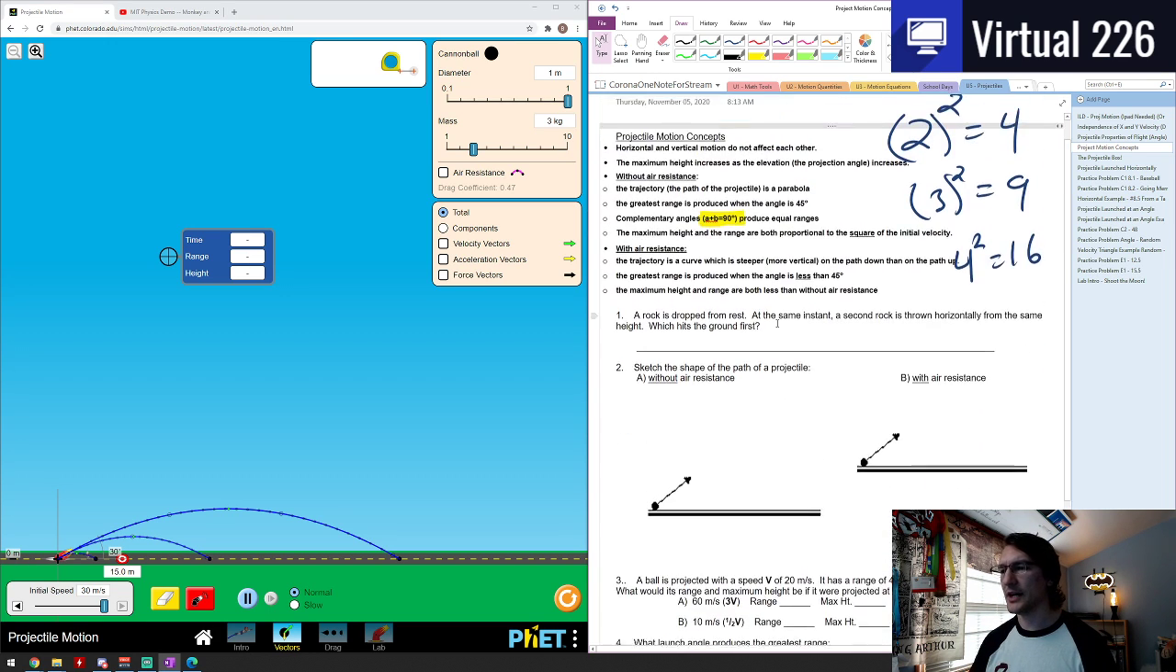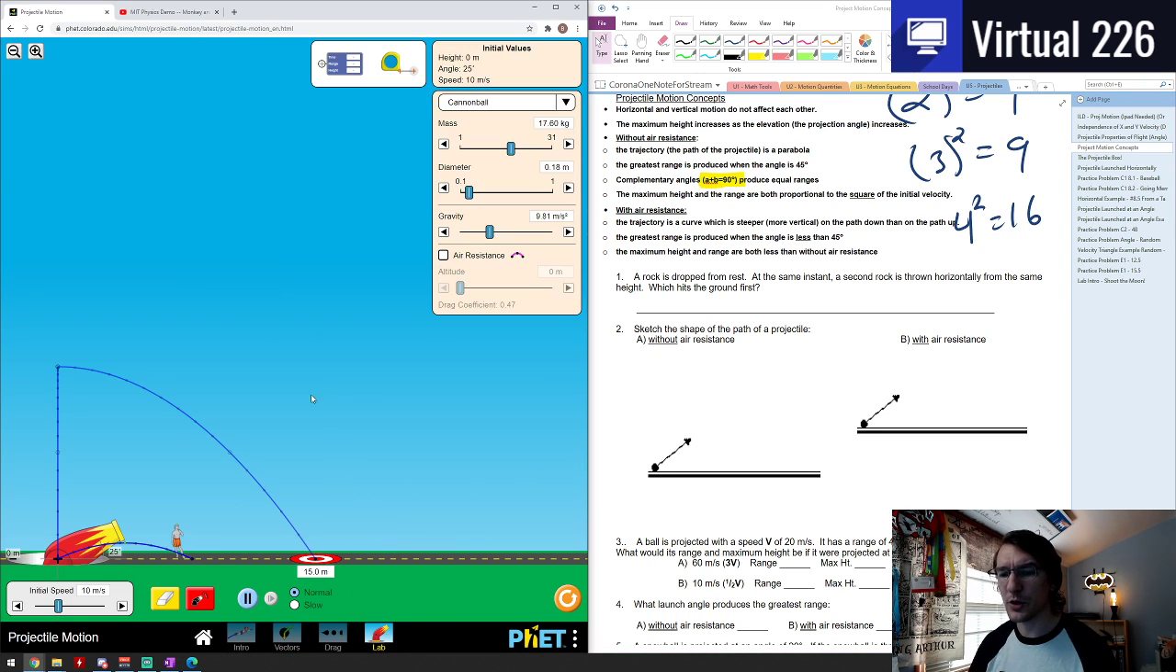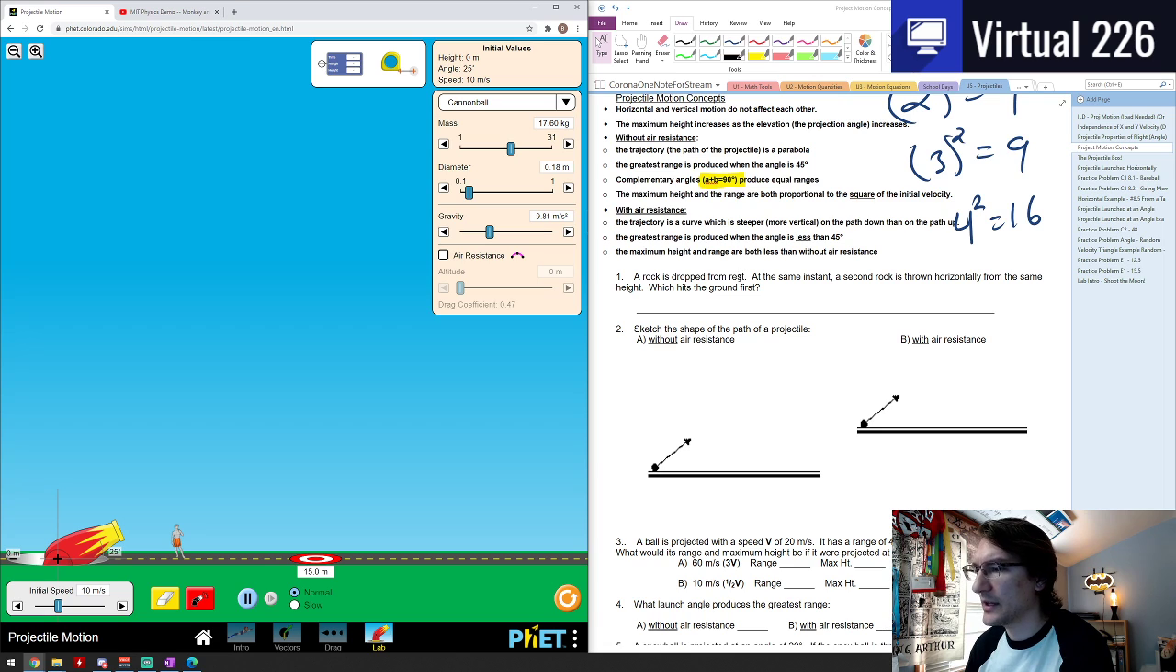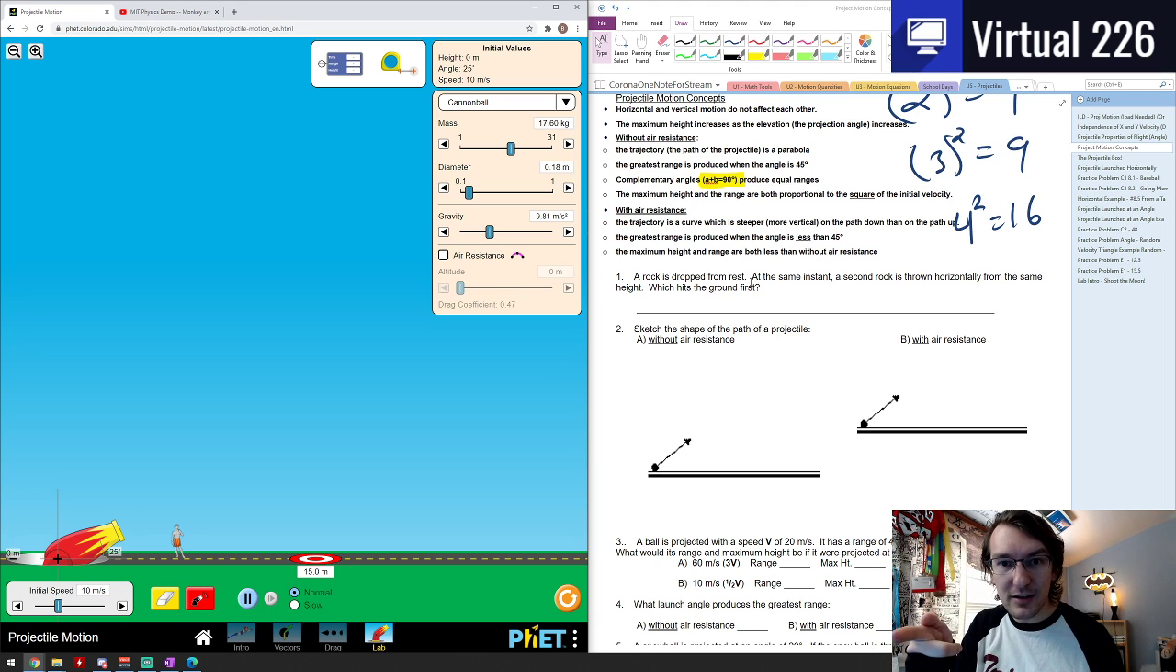Let's work through 6 little questions here and use this PhET simulation to help us out. So we'll go into our lab. We'll delete everything. And what we have here in question 1 is that a rock is dropped from rest. And at the same instant, a second rock is thrown horizontally from the same height, which hits the ground first. This is actually really similar to a problem we've discussed a little bit in class. This is you shoot a gun horizontally and you drop a bullet at the same time. Which one hits the ground first?